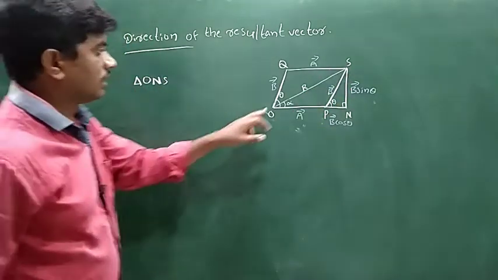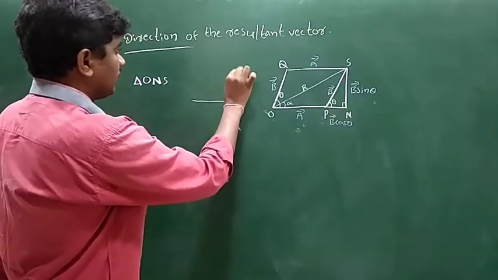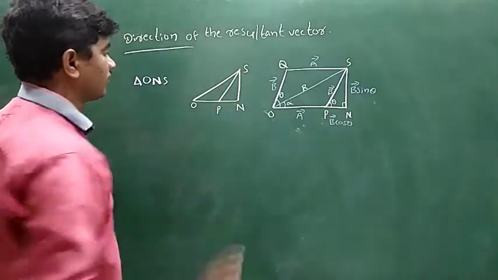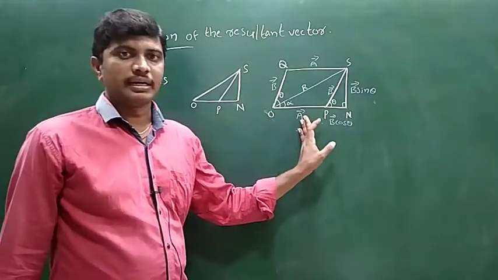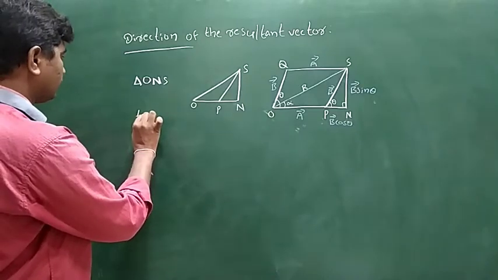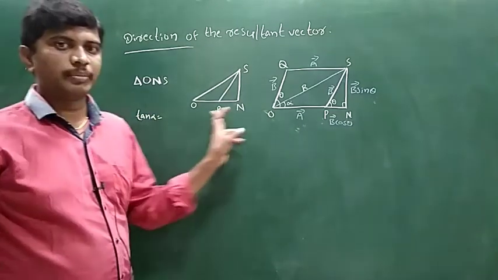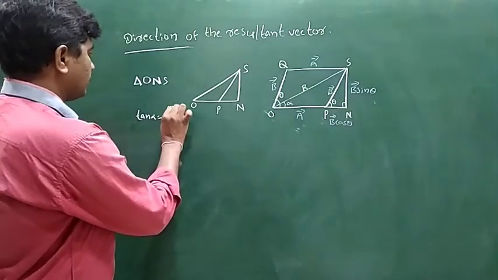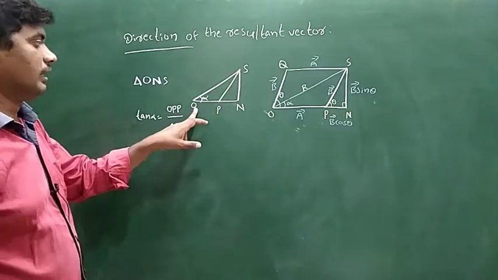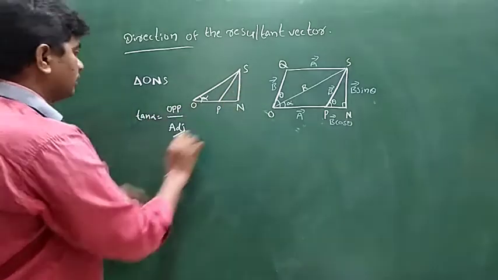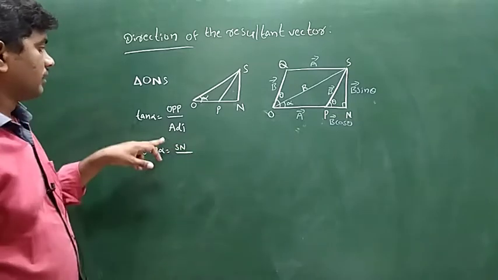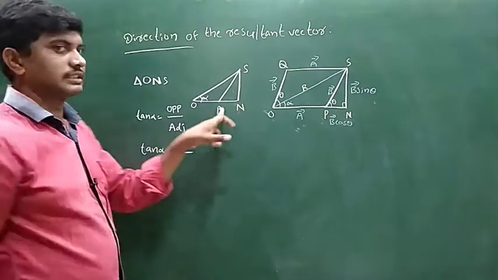In triangle ONS, we apply the tan formula. Theta is equal to alpha degrees. Therefore, tan alpha is equal to opposite side by adjacent side. This is the alpha angle, and the side opposite to alpha is SN. Therefore, tan alpha is equal to SN by the adjacent side, which is ON.